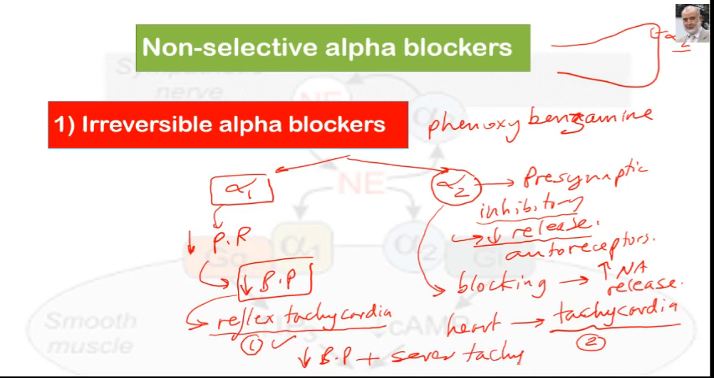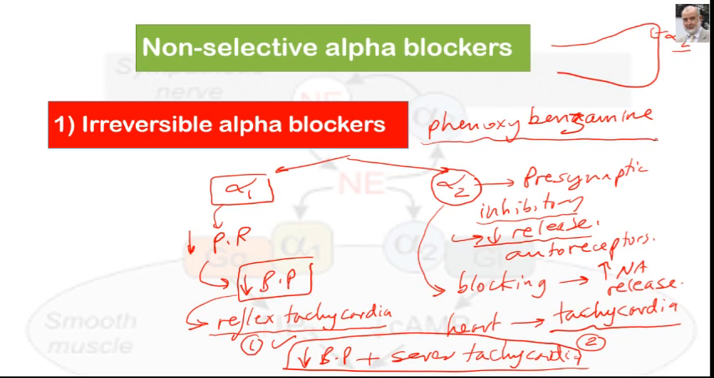Okay, so phenoxybenzamine, we said it is irreversible. Irreversible means that its action is of very long duration, because once the adrenergic receptors are blocked by phenoxybenzamine, that's the end of those receptors till new receptors are formed. Therefore, phenoxybenzamine is only kept for very serious conditions, like what?